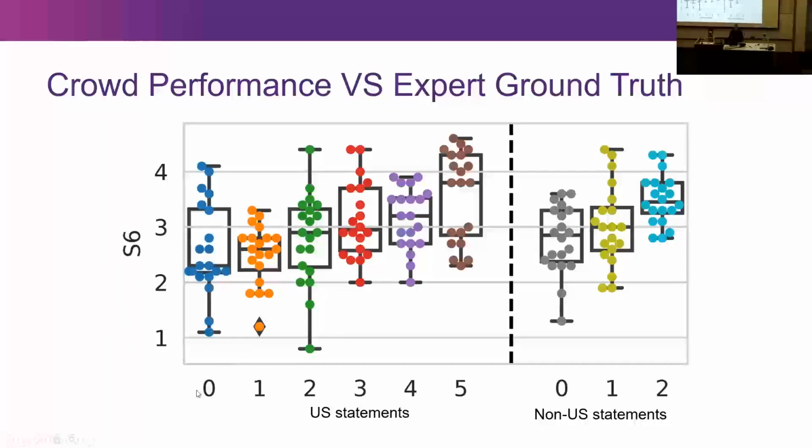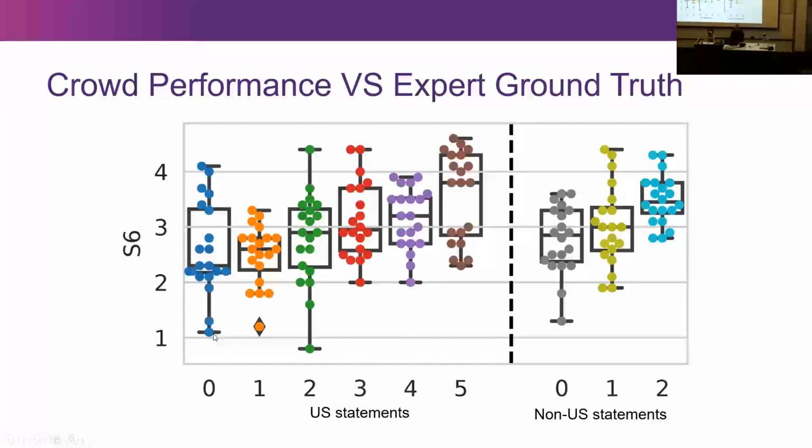The completely false statements according to experts get the lowest score by the crowd, and the completely true statements according to experts get the highest score from the crowd. So that's good news. That's the wisdom of the crowd. When we put things together, it works. They are as good as experts.